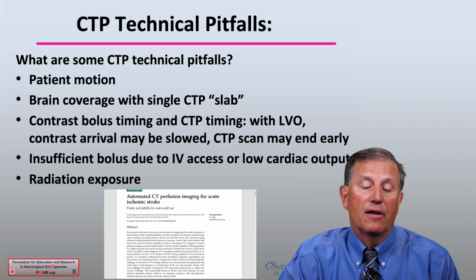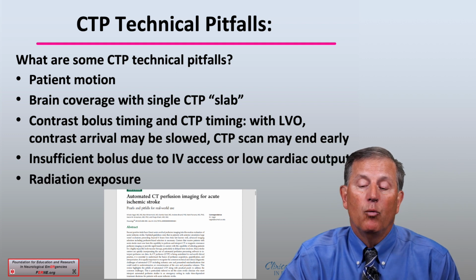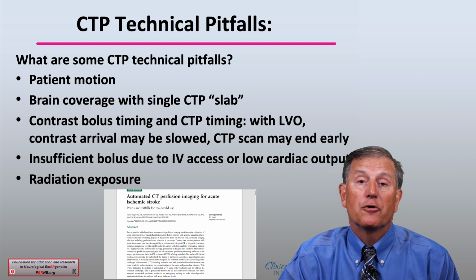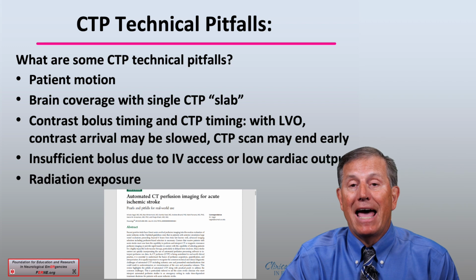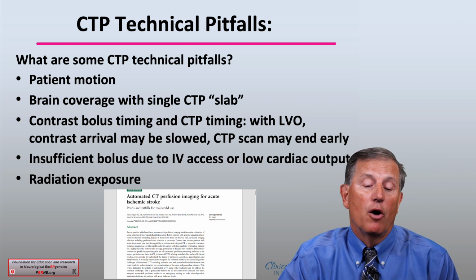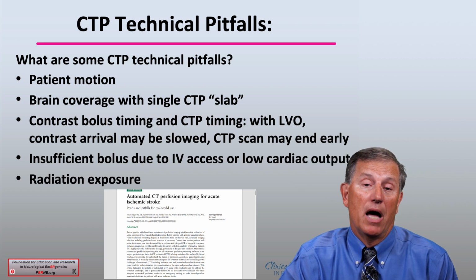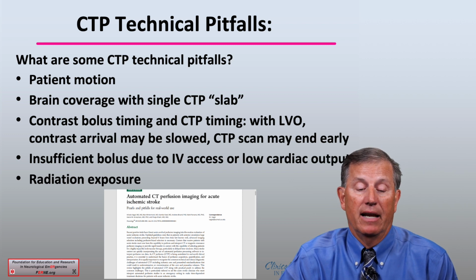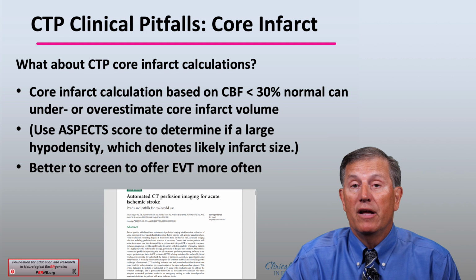We know that the contrast bolus timing and the CTP timing can vary, and with a large vessel occlusion, contrast arrival may be slowed, and the CTP scan may end before all of the contrast has moved through all of the brain tissue. We know there can be an insufficient bolus due to IV access problems or low cardiac output, which will push blood and the contrast to the brain in a delayed manner, and there are issues related to radiation exposure.